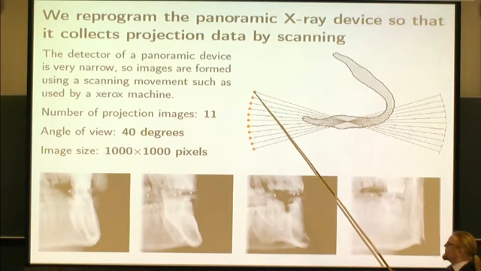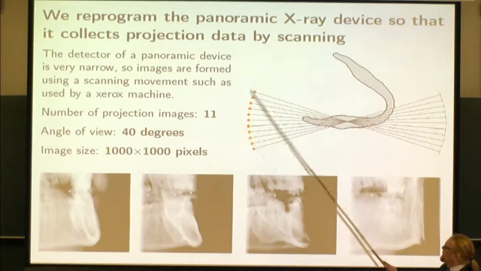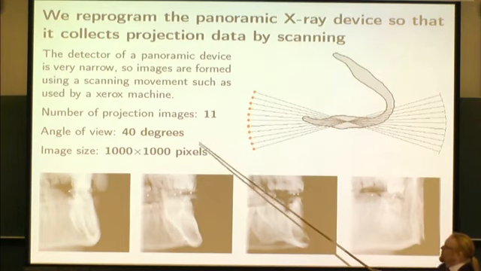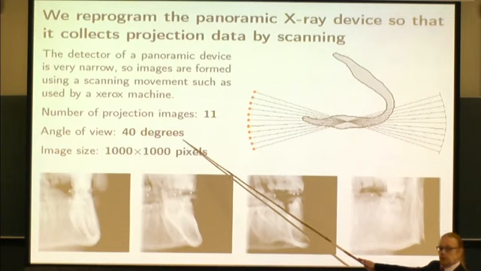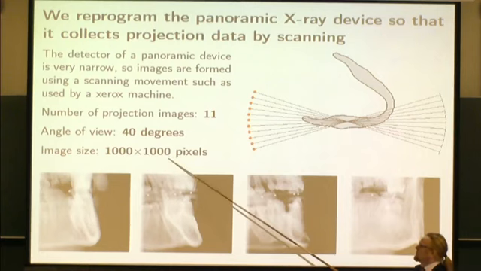The source stays fixed. In the other end, with the narrow detector, we scan the picture to get something like this, because remember the detector is very narrow, so it's not possible to really take this kind of two-dimensional image. It has to be scanned. In this geometry we could do 11 pictures, total angle of view 40 degrees. Those of you who have dealt with limited angle tomography know that this is an extremely ill-posed problem, although it's a linear inverse problem, but it's very ill-posed. And these images are 1 megapixel each.